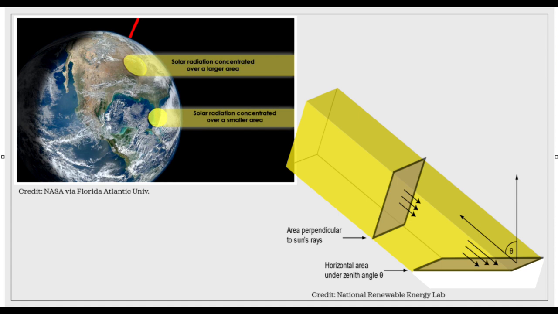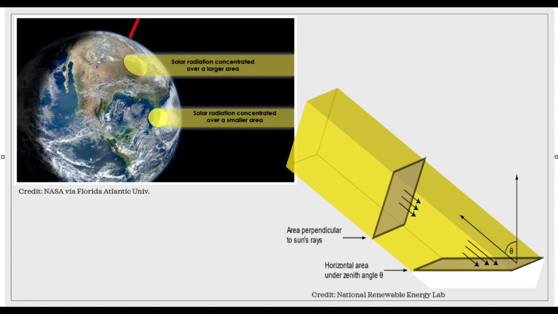So that patch is getting 1000 watts per square meter. This is what it would be like at the equator. Now, if you're up here in the mid latitudes like us, the sun is not directly overhead at noon, but the energy is impacting the surface at an angle.